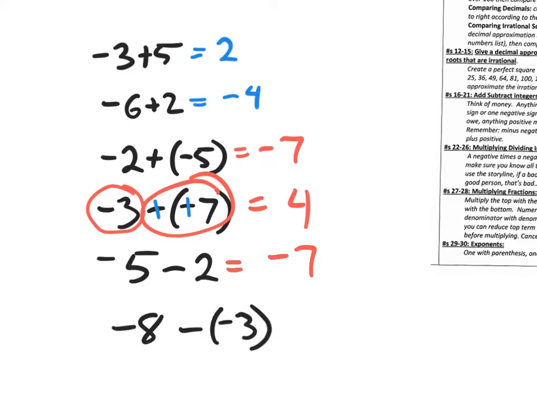Okay? Again, this is too easy to mess up. You've got to go slow. Think about having and owing. A negative means you owe.